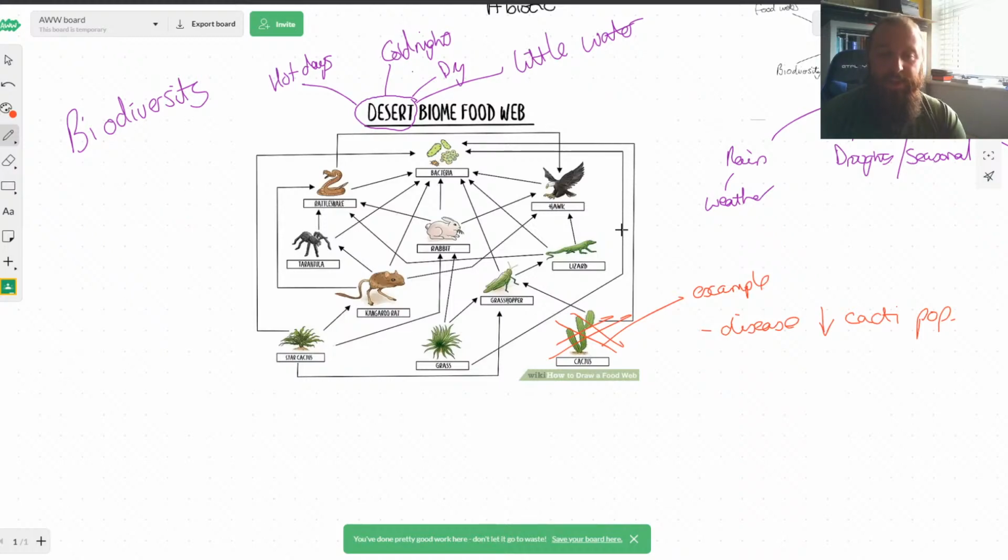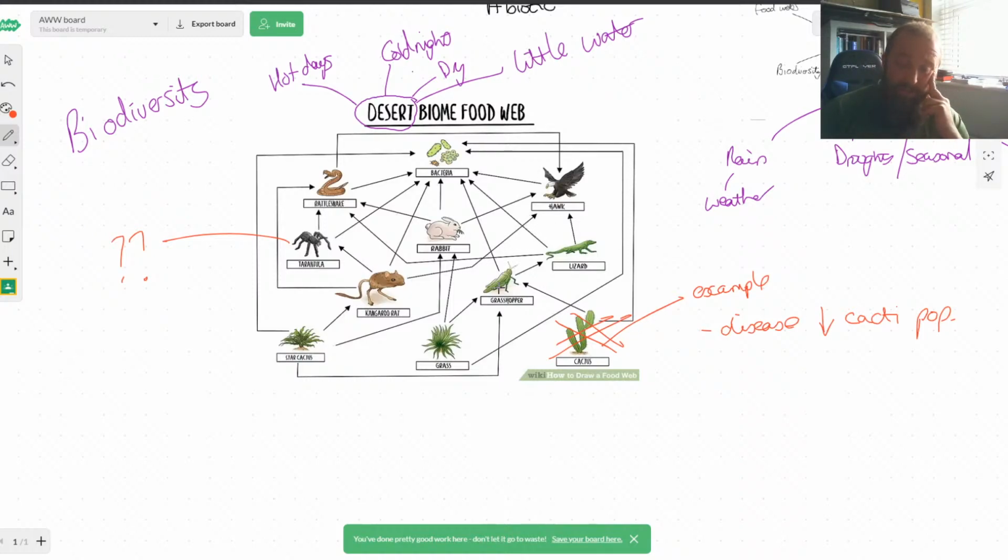So the major thing with this one is that there isn't a right or wrong answer. You just have to be able to justify your answers. So we'll go for the extreme, I suppose, and let's have a look at something like the tarantula here. And look at actually how can the population of the tarantulas be affected if the cacti population went down. We can follow this through again.